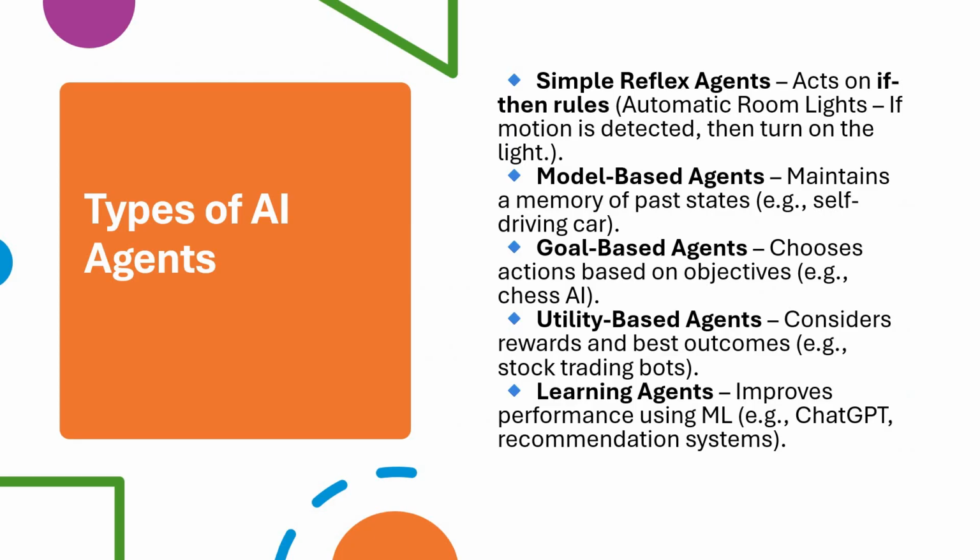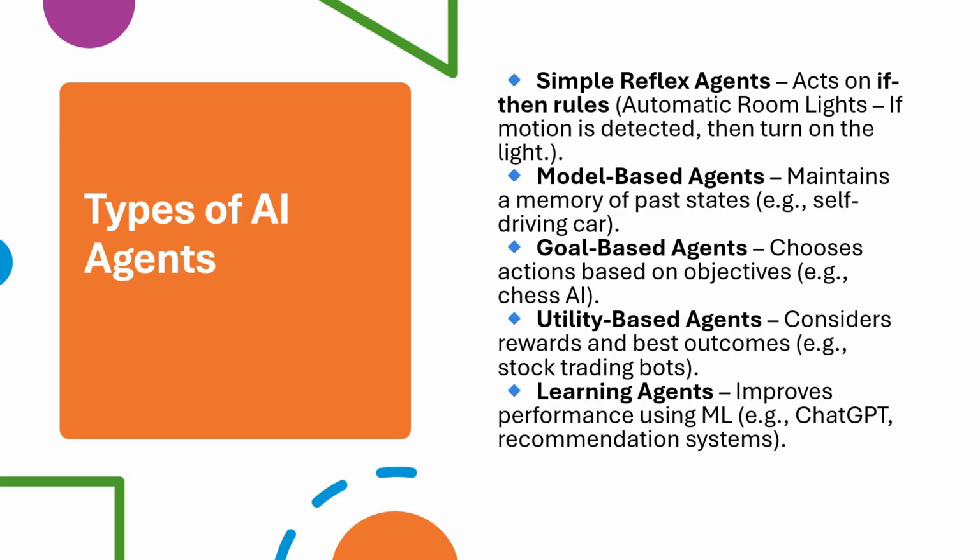Alright. Next thing to understand is the types of AI agents. There are 5 types. Simple reflex agents, model based agents, goal based agents, utility based agents, and learning agents. What are simple reflex agents? It is just like acting on if-then rules. For example, automatic room lights are the best example here. If the motion is detected, then turn on the light. Simple, right? That's it.